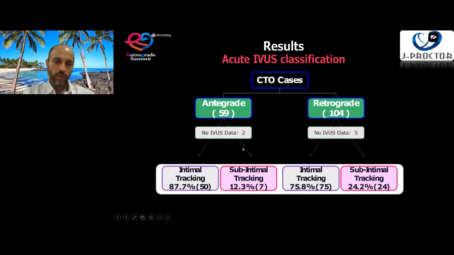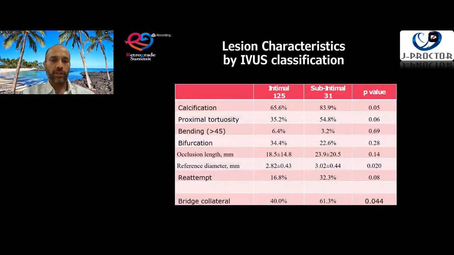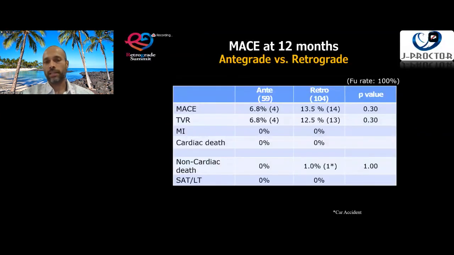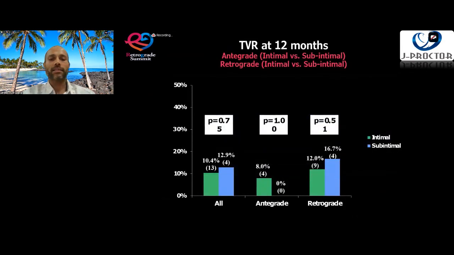If you go antegrade, there is a very low incidence of subintimal tracking. Retrograde has almost twice the incidence of subintimal tracking. What did they finally show? I'll go here because this is what we really want: does this affect long-term outcomes? Hardly ever. Cardiac death 0 versus 0, MACE 14 versus 4. But look at the real hard outcomes: subacute stent thrombosis 0 versus 0. There was one non-cardiac death, apparently from a car accident.